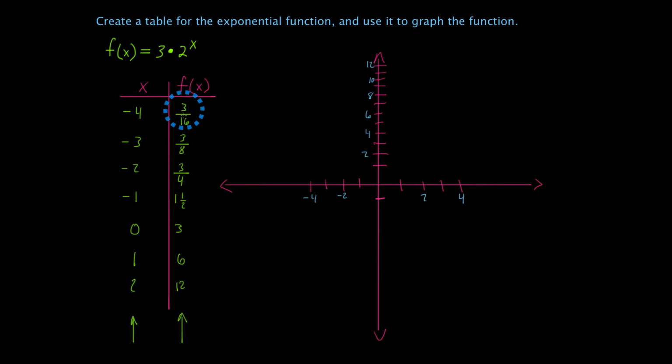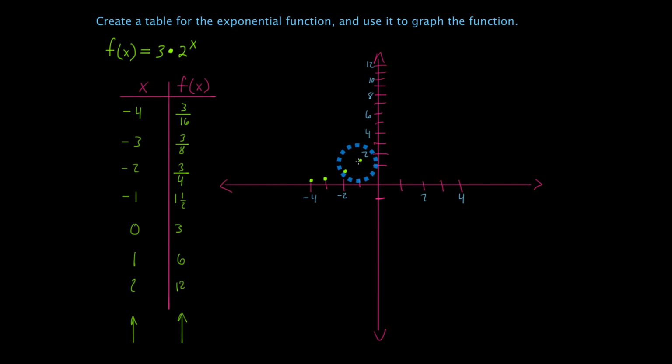So when x is -4, I'm going to have 3/16. It's going to be close to the x-axis, but it won't be touching it. And when x is -3, y is 3/8, a little bit higher than the last point. Again, these aren't perfect, I'm just eyeballing it. When x is -2, y is 3/4, so probably somewhere around here. And when x is -1, y is 1.5, so somewhere about here. In fact, I'm going to make that just a little bit higher.